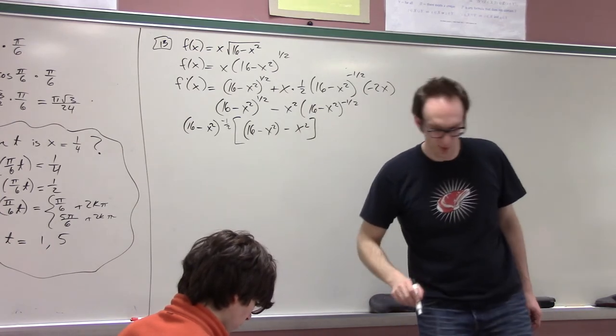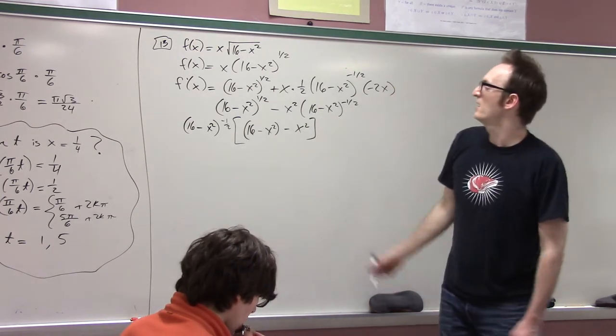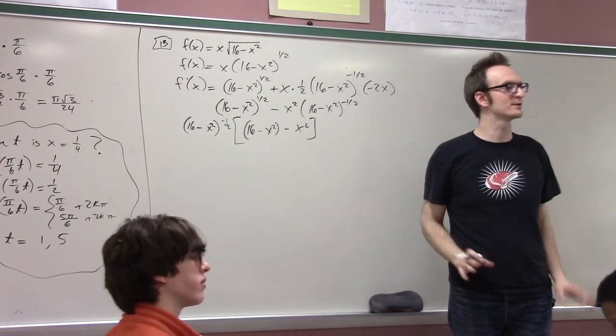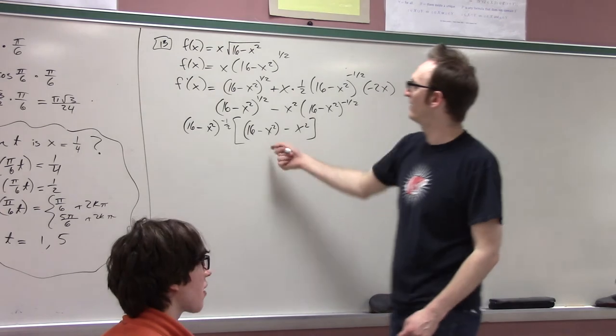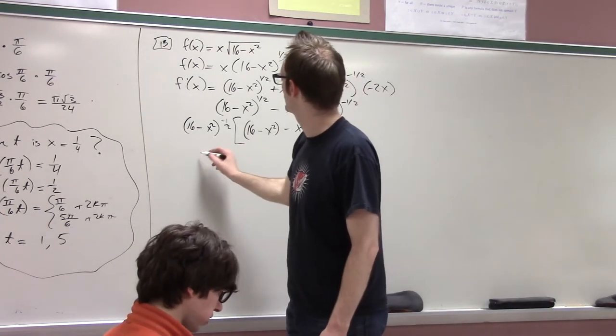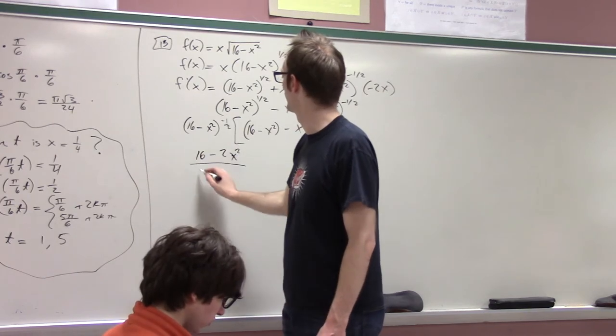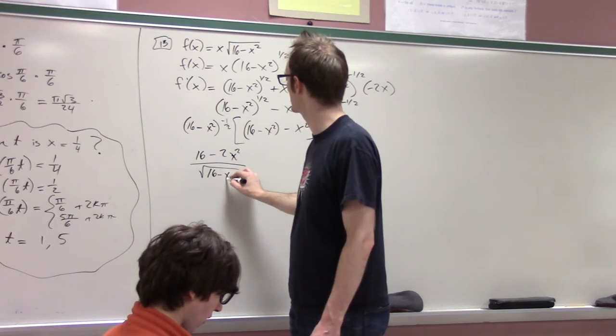So this is the beautiful, excellent, awesome way of getting rid of all these things without descending into a nightmare of fractions and radicals and stuff like that. This is now quite simple. It is just 16 minus 2x squared over root 16 minus x squared.